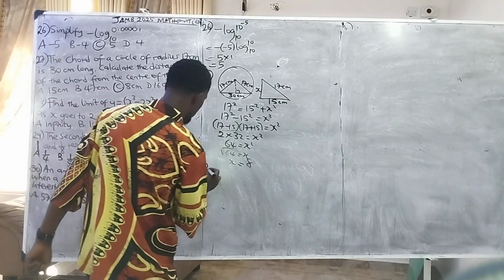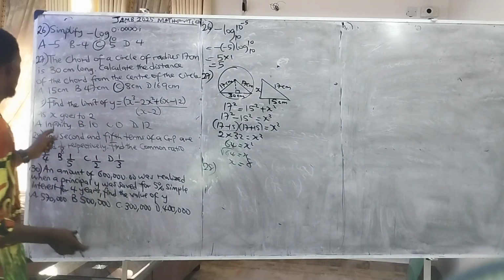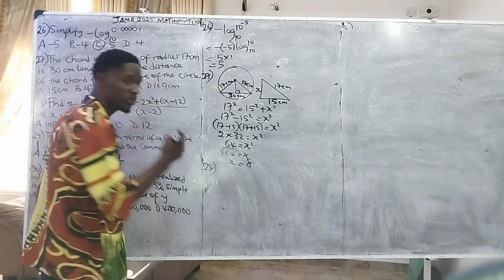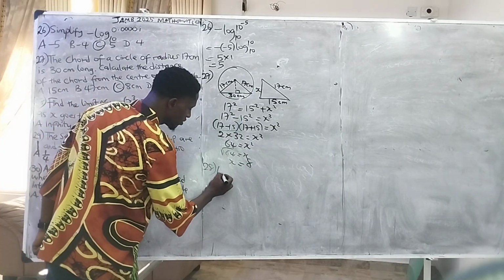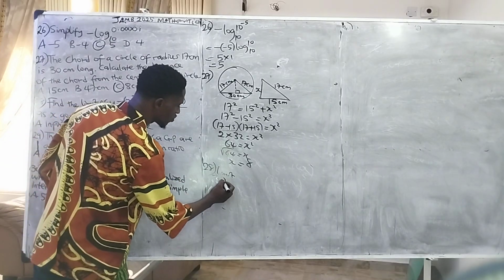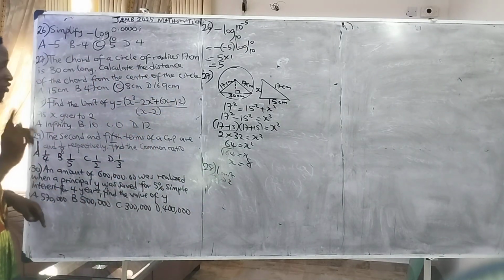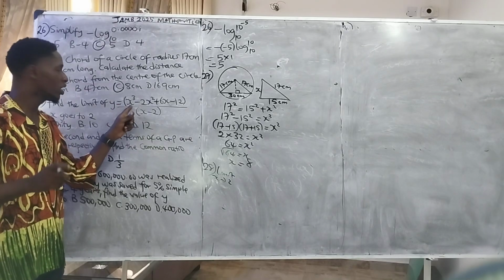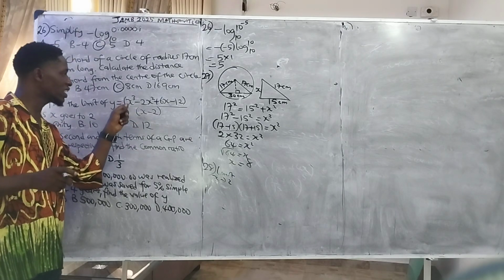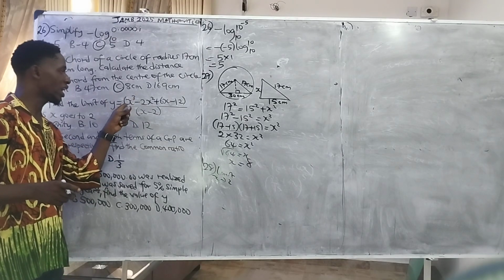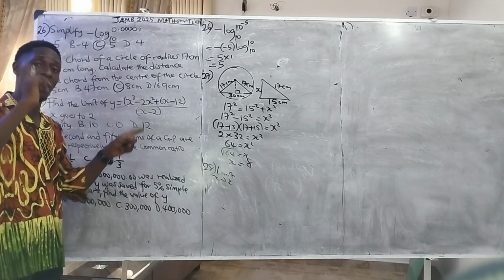Number 28. We have find the limit of. So how do I always solve for limits? Look at what I always do. In finding the limits, as x approaches 2, the best way I always use to solve this is that I differentiate each of the terms there. So to differentiate this is 3x squared. Remember how to differentiate: use the power here to multiply anything here, then you subtract the power by 1.